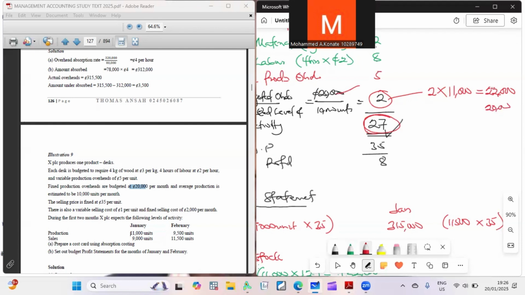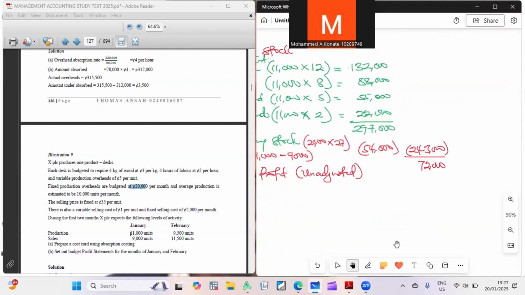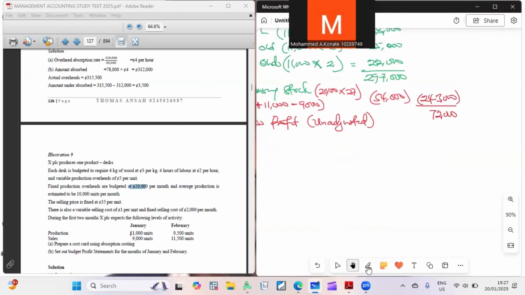So in this case, if the absorbed is 22,000 and the actual is 20,000, then is it an under absorption or over absorption? If the absorbed is 22 and the actual is 20, is it over or under? Any idea? Over. And if it is over, what did we say we will do to your profit? You add it. Very good. So go to the over absorption.